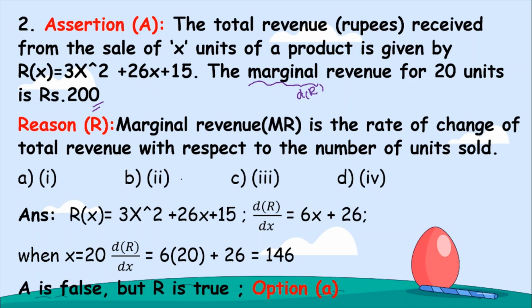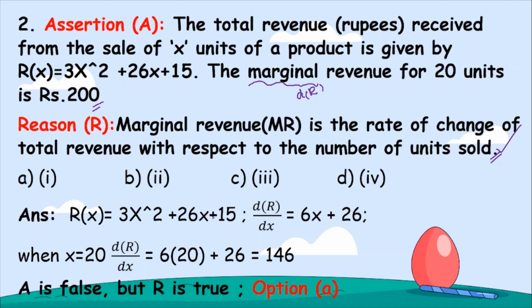This is the assertion. The reason is: marginal revenue function is the rate of change of the total revenue with respect to the number of units sold. It is a standard statement. It is telling that wherever you go for the word marginal, it is the differentiation of the given function. If it is marginal revenue, it is the differentiation of the revenue function. So it is a true statement. Now, once the reason is true, we go for the assertion. What is the assertion? The revenue function is given as 3x square plus 26x plus 15.